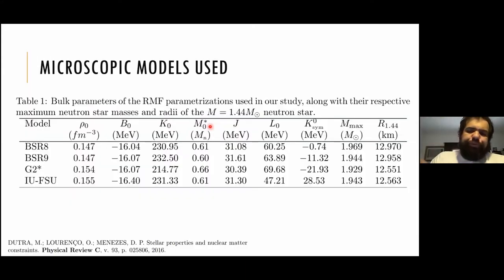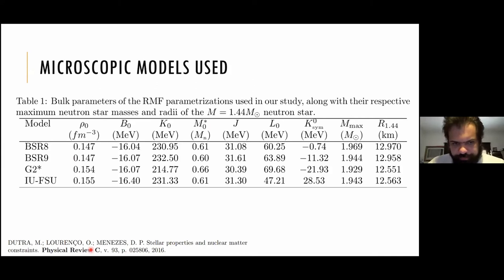So let's go to our results, okay? So actually, this is a very serendipitous result that we have found, because we were looking at something completely different and then we found this. And I'll tell you what we have found. So basically, we were trying to find a correlation between symmetry energy and crust and cooling, and something that actually didn't pan out. But we were using a lot of microscopic models.